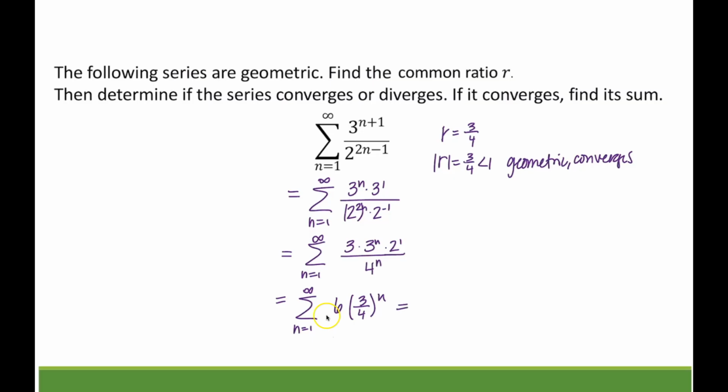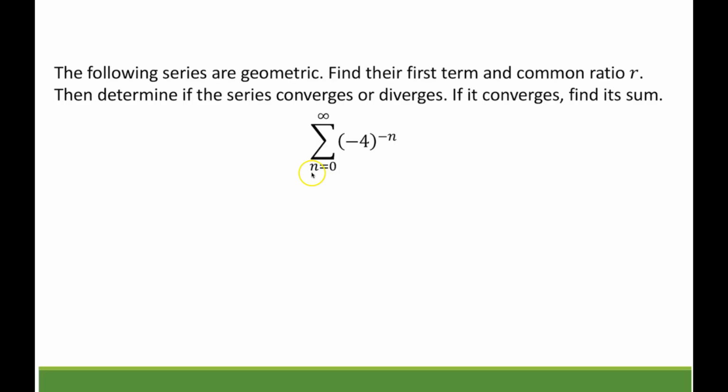So this is going to equal, if I substitute in 1 to get the first term, I'm going to get 6 times 3/4, so that's 18 over 4, or 9 over 2, and then 1 minus 3/4. So what we're going to have is 9 over 2 over 1 over 4. That's 9 over 2 times 4 over 1, the reciprocal, and we can reduce here and end up with a final answer of 18.